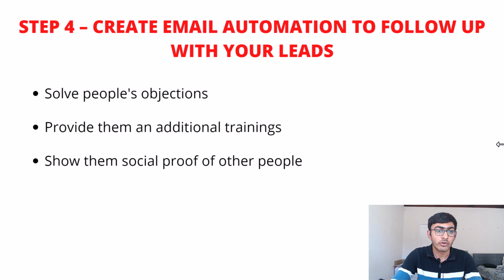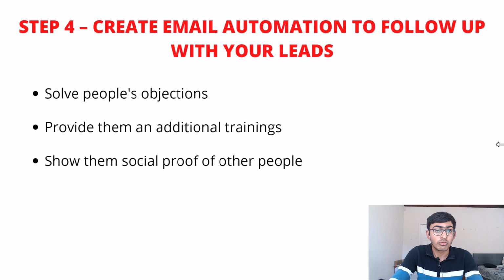The main purpose of your email automation is to solve people's objections, provide them additional training, and show them other people's social proof. Right now I'm promoting Legendary Marketer, but my audience has confusion about whether Legendary Marketer is legit or not, how it will help them solve their problem, and whether it helps other people solve their problems or not. So my audience has a lot of objections, and as an affiliate marketer, my job is to remove their objections. If I can remove all of their objections, they don't have any choice but to purchase the product that I'm promoting.